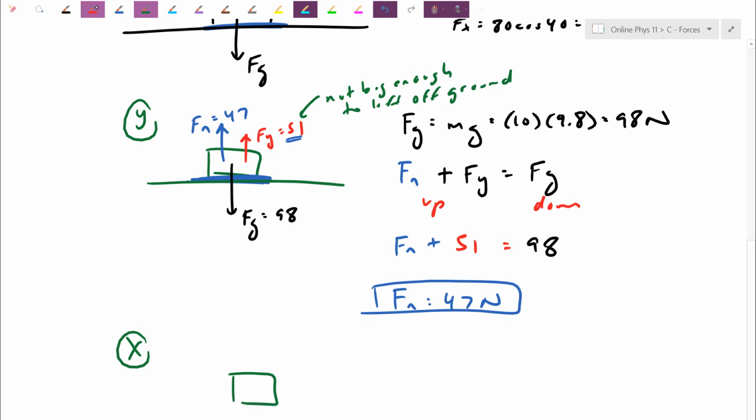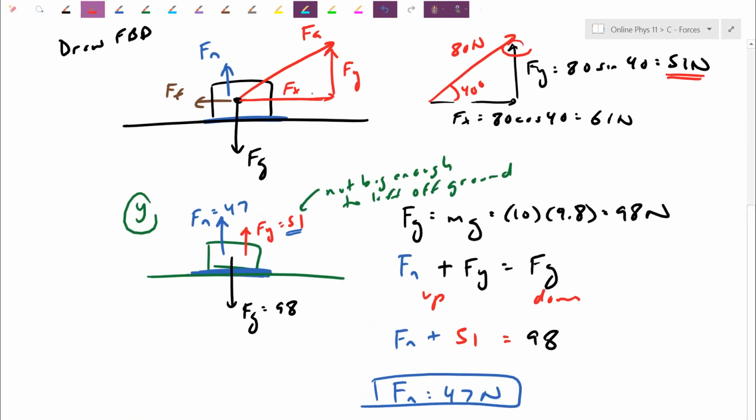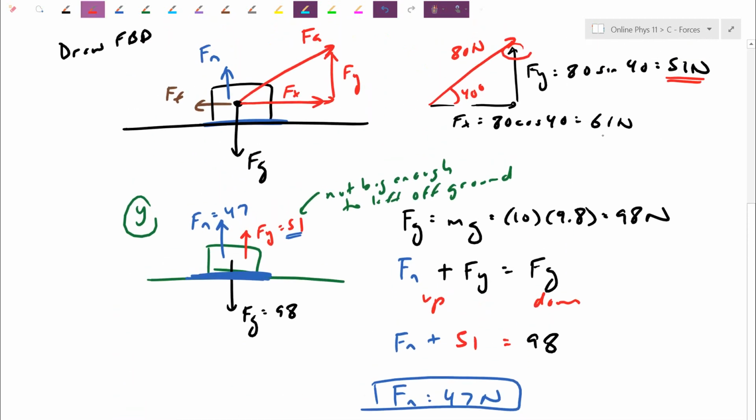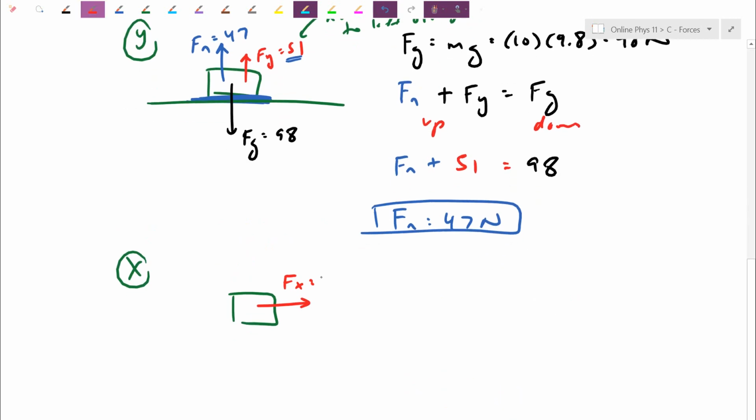For the x direction, sure, we still have the horizontal part of my applied force. So I have my Fx. We had calculated that already here. The Fx is actually equal to 61 newtons. We still need to figure out, based on the grooves and how interlocked these are, how much does friction max out? If I pull harder than friction, I can get this going. If not, friction just cancels out all my motion.